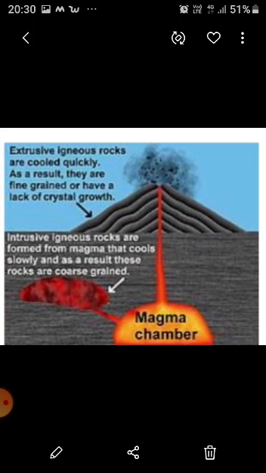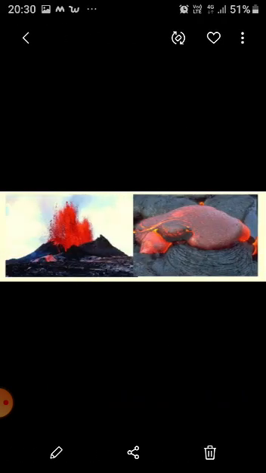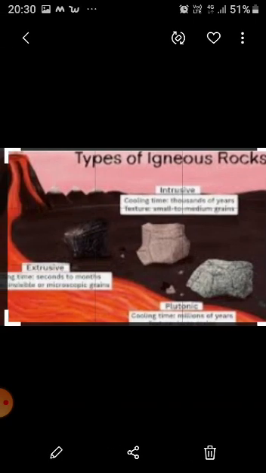Now these rocks have two types of classification, that is the intrusive igneous and the extrusive igneous rocks. The intrusive igneous rocks are formed when the molten magma fails to break through the crust and slowly solidifies under the earth's surface. The best example of it is granite. These are also said to be the plutonic rocks.